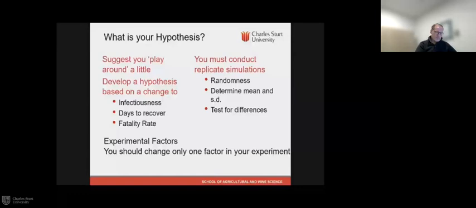It also helps us test for differences because, yes, we're looking at randomness and so on, but it gives us a better test of whether there's differences between the two groups. And as I said, at least 10 replicates for each group. Control versus experimental factor.